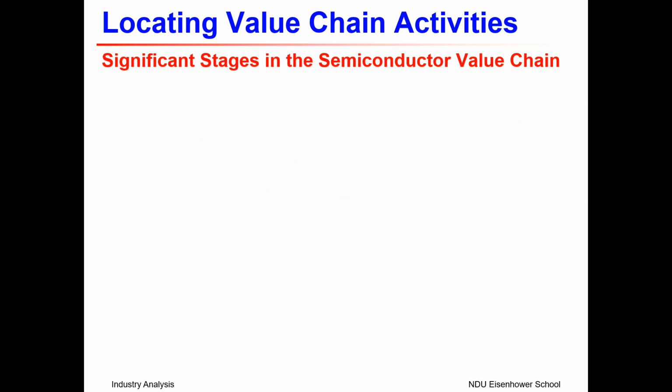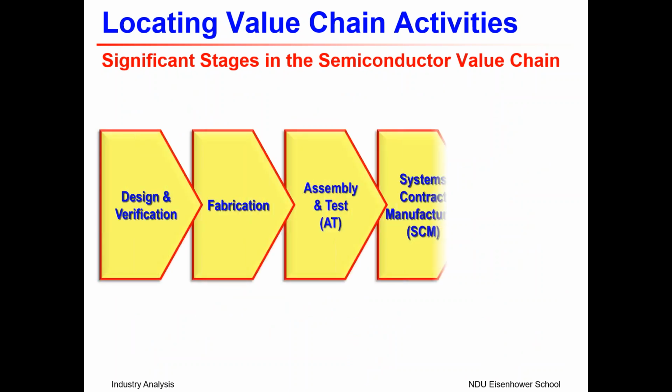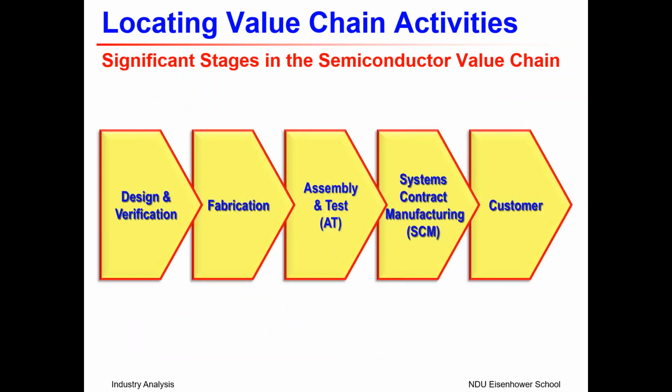For our case study, we're talking about semiconductors, and so the students should understand the stages in the semiconductor value chain. They've talked a little bit about this with the Intel case study, but design and verification, right? Then fabrication, that's the foundries, right? That's actual making of the chips, most of which happens in Taiwan these days. Then assembly and test, and that's what we're talking about in this case study.